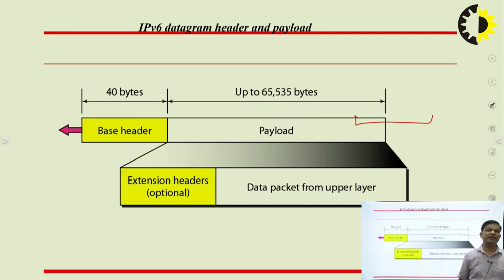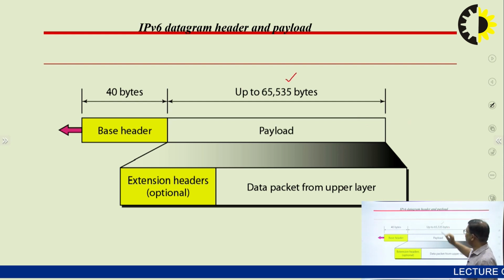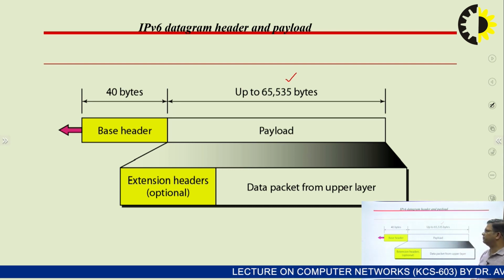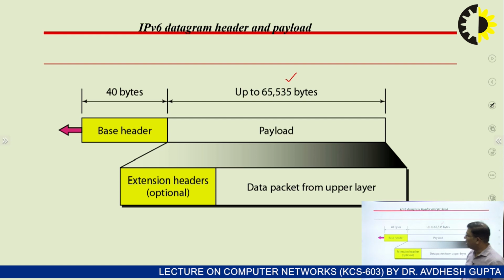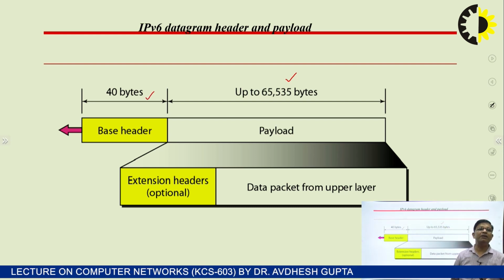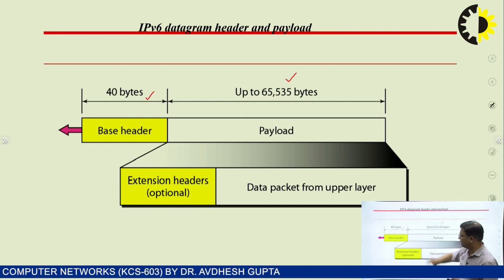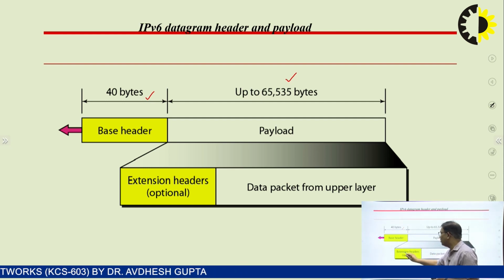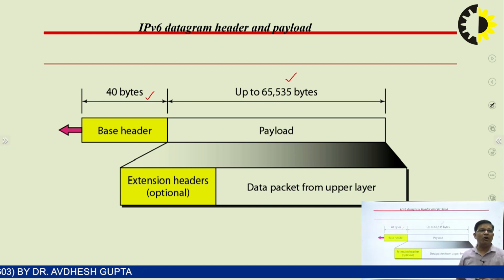So, the IPv6 datagram. The main important thing is that IPv4 carries 65,535 bytes of data, and IPv6 also carries 65,535 bytes of data. The base header is 40 bytes, while the base header in IPv4 is 20 bytes. This is the basic difference. Then there is the extension header, which is optional.